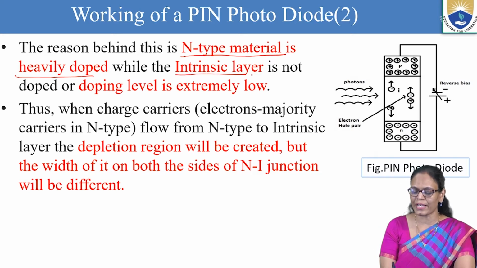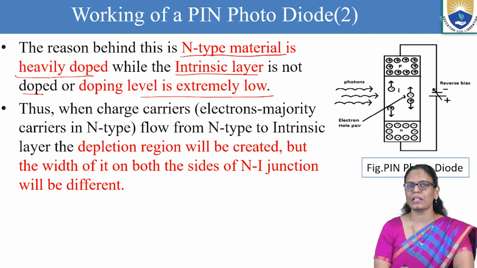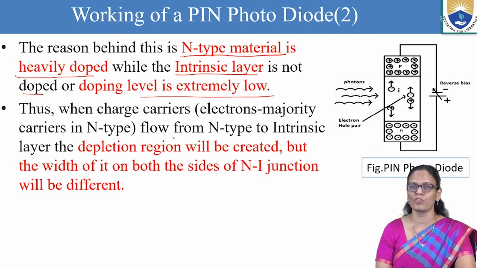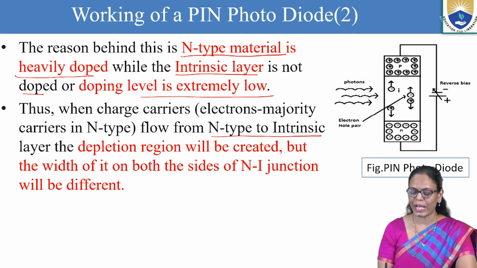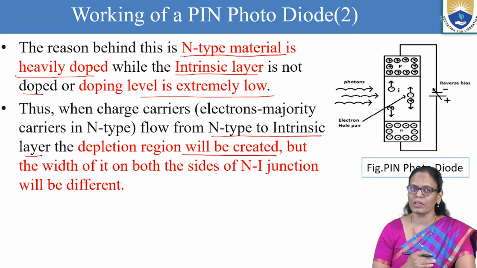Because the intrinsic layer is not doped, or the doping is extremely low, what is happening here is that the charge carriers flow from the N-type to the intrinsic region and the depletion layer is created. But the width of the depletion layer on both sides of the NI junction is not the same. It is more on the N side and less on the I side.